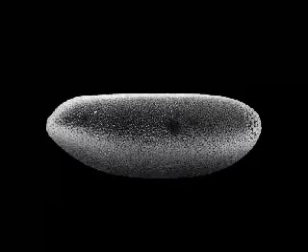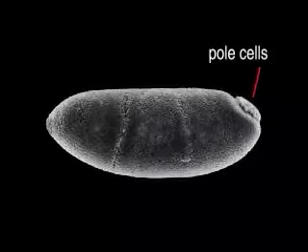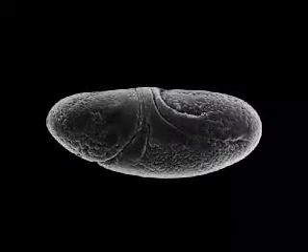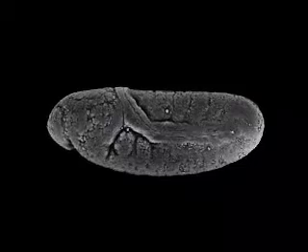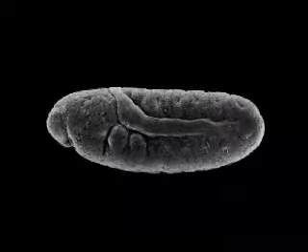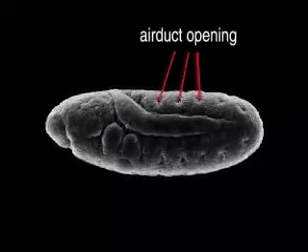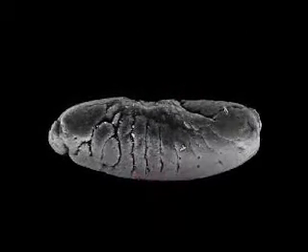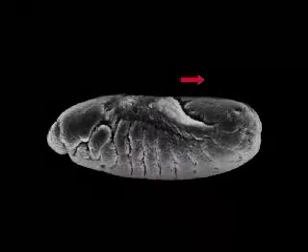We can appreciate the complexity of these events by morphing a series of individual scanning electron micrographs into a continuous temporal sequence. Migration of pole cells. Development of various surface indentations, including openings to the air ducts or tracheal tubes. Segmentation, and tail retraction.